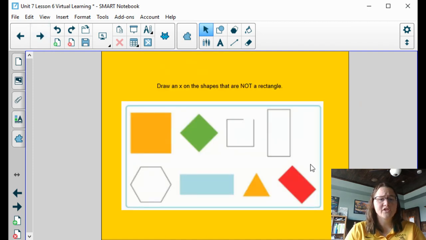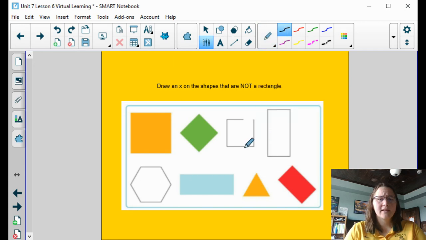All right, let's look at these shapes here. Let's draw an X or cross them off if it is not a rectangle. So let's start here. Is the orange one a rectangle? You're right, it is. It's a special rectangle called a square. How about the green one sitting on its point? Is that a rectangle? You're right. It's a square. Squares are rectangles. Ooh, how about this next one? You're right, boys and girls. That is not a square. We've got a gap here. No gaps, right? We can't have gaps.